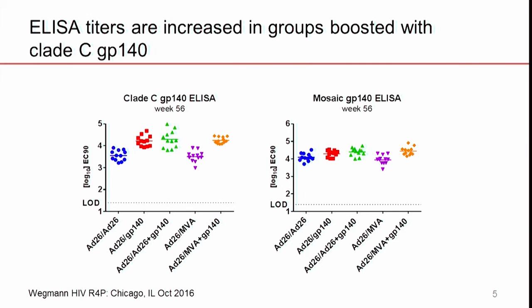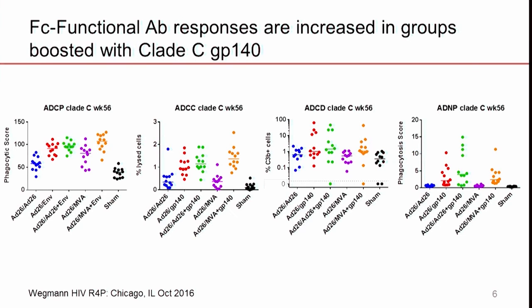So just to show you on the left, to kind of point out what I mean, the blue group and the purple group, those are groups that got vector only and no protein boost, versus red, green, and yellow. And clearly the red, green, and yellow is higher than the others. So the magnitude of the binding to, in fact, a lot of different GP140s from different clades was higher in the groups that were boosted with the GP140.